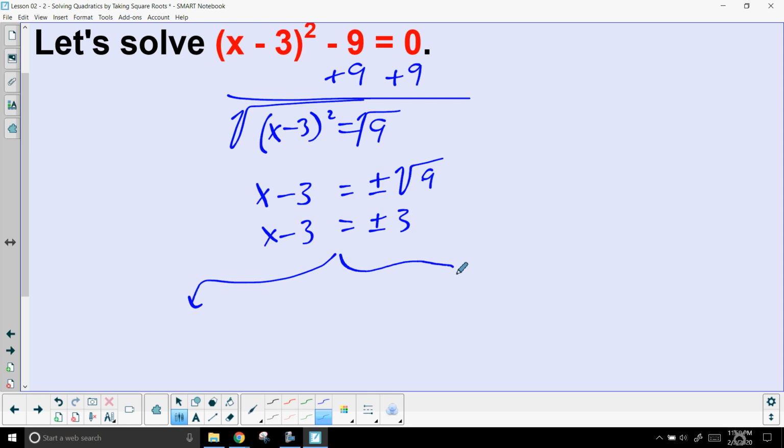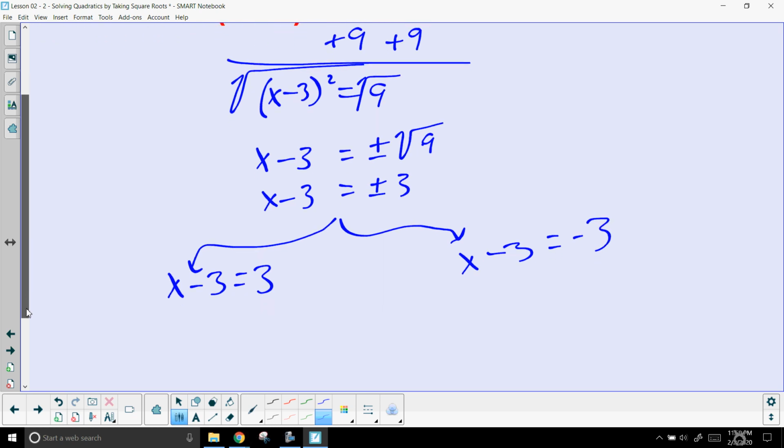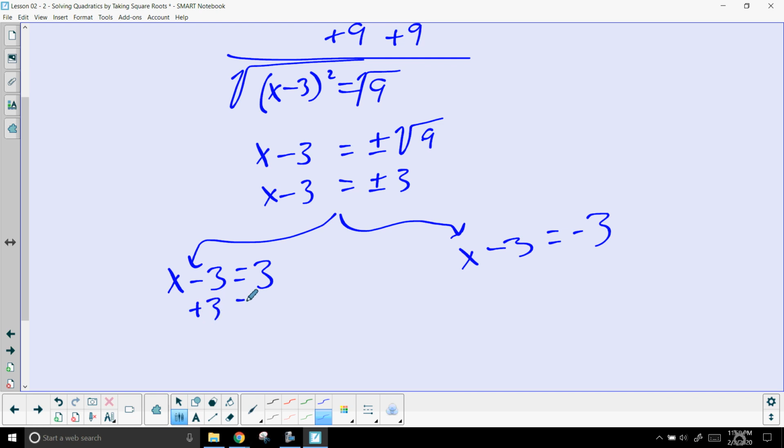So this will be x minus 3 equals the positive 3. This side will be x minus 3 equals the negative 3. Solve for x's. This is all algebra. Add 3 to both sides. You get x equals 6.